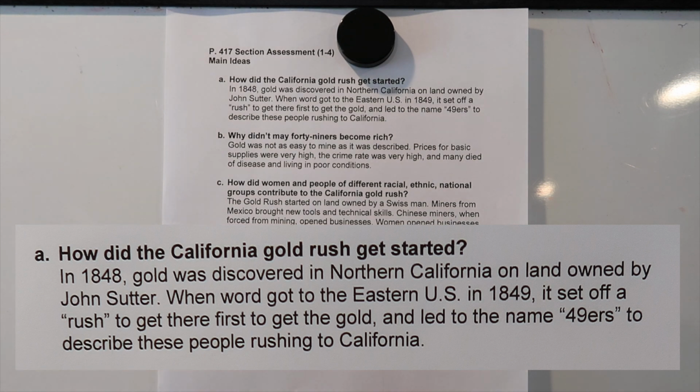Letter A says, how did the California Gold Rush get started? And a good idea for an answer might be, in 1848, gold was discovered in Northern California on land owned by John Sutter. He was from Switzerland. When word got to the eastern U.S. in 1849, it set off a rush to get there first to get the gold, and led to the name 49ers to describe these people rushing to California.